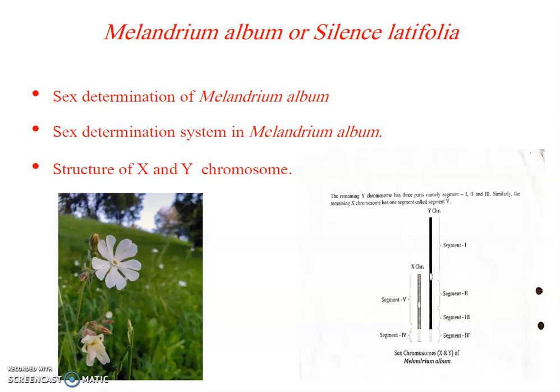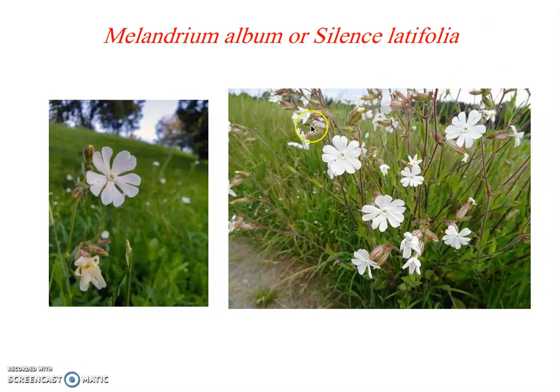In this video, I am going to explain sex determination of Melandrium album, the sex determination system of Melandrium album, and the structure of the X and Y chromosomes of Melandrium album. Melandrium album is a plant, and this plant is a dioecious plant. See these photos. In these photos, the plant Melandrium album produces flowers. These flowers are of three types: male flower, female flower, and hermaphrodite or bisexual flowers.